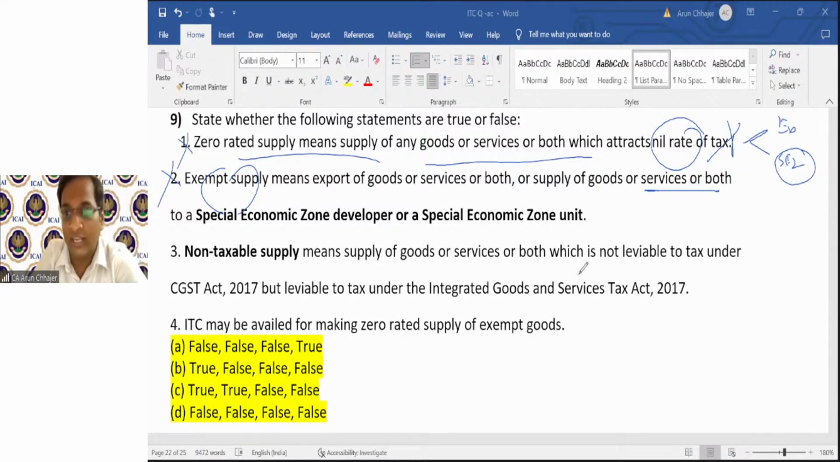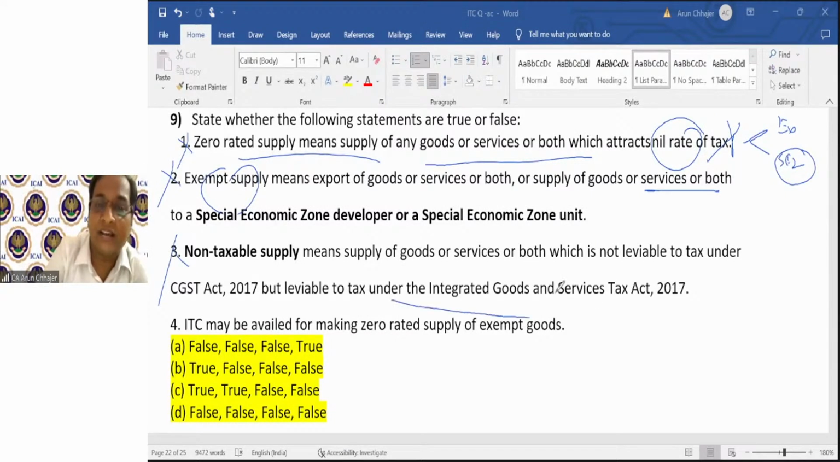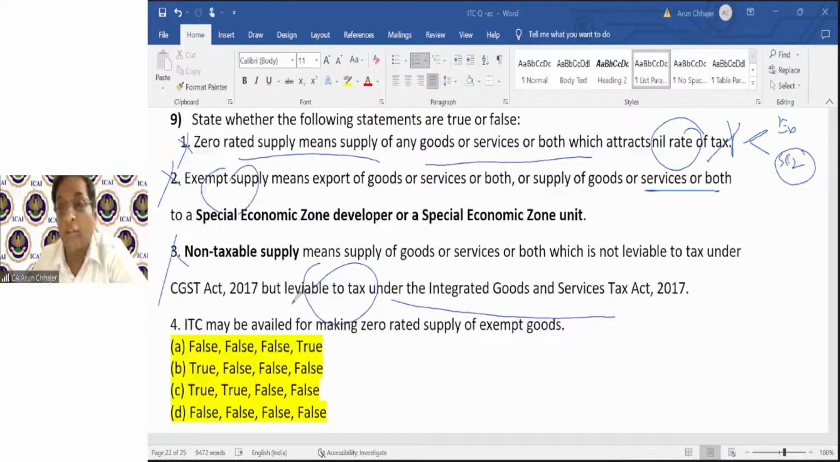Non-taxable supply, which are not leviable to tax, whether it is CGST, SGST or IGST. Again, it is not correct. Why? Because it says under IGST it is leviable. Alcoholic liquor for human consumption is not leviable under CGST, SGST or IGST. Petrol, same. See, non-taxable means not taxable in any of the acts.